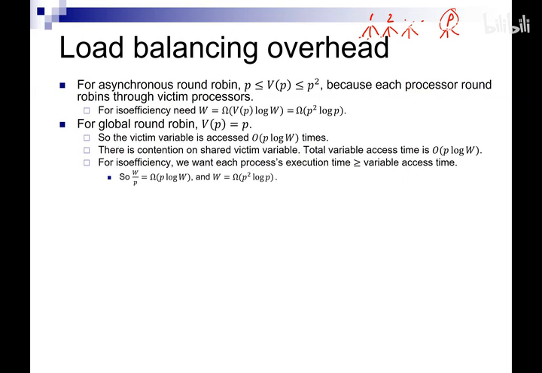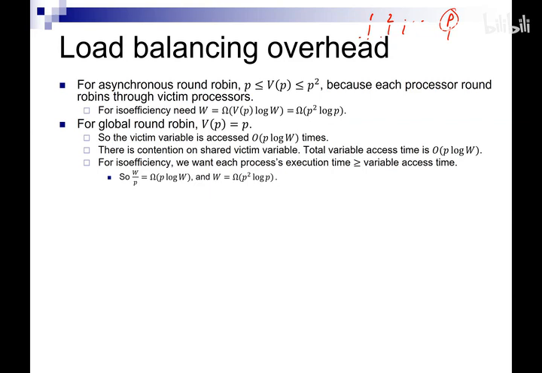Okay, for global round robin, we have a common victim variable, and we keep increasing that every time somebody steals from one node. So if somebody steals from 1, then the next time somebody else will steal from 2, and then 3, and so on. And so in P steps, we make sure that every node becomes a victim. So V of P equals P.